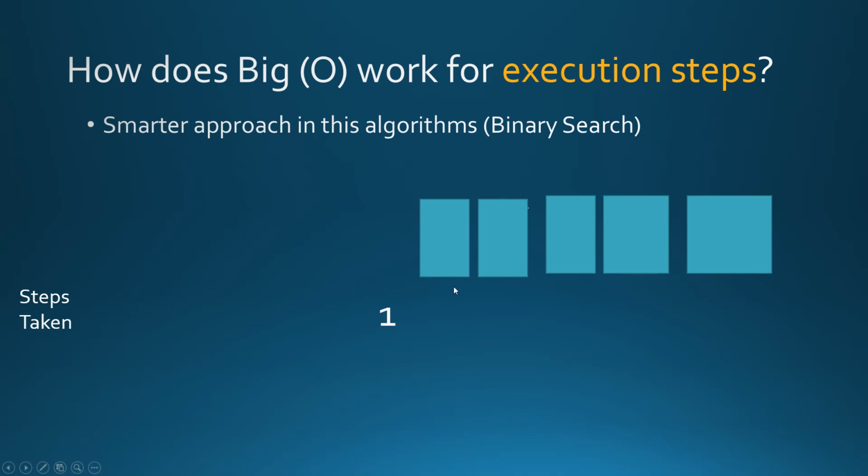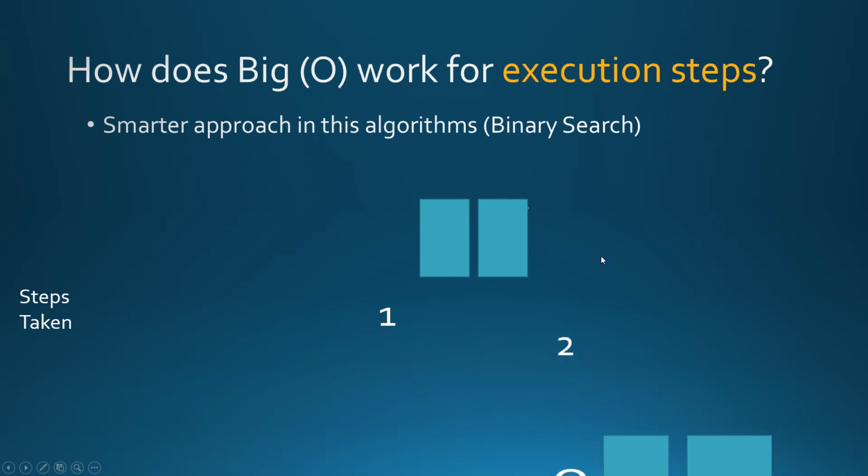Now we need to find the middle of this right side. The middle of this right side is this position, so we look at it. It's 8. It's not 7. 7 is smaller than 8, so we know it's in the left side. So we're going to remove all the right side. Alright, that took us 2 steps.